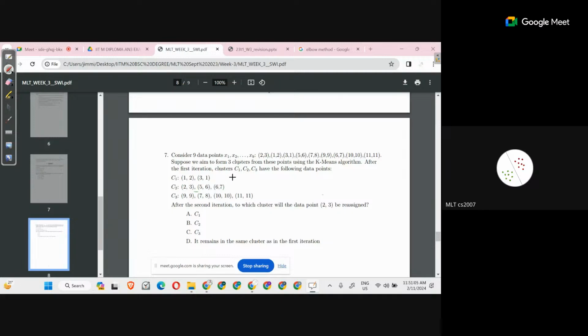So it will be (3+1)/2 = 4/2, comma 1.5, right? And for this one it will be 13/3 and 16/3. Okay, (2, 3), so he is talking about the point (2, 3).